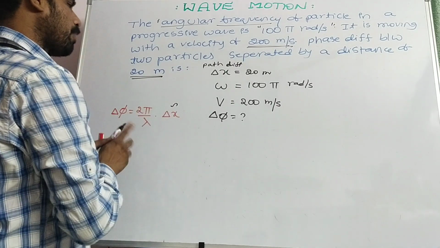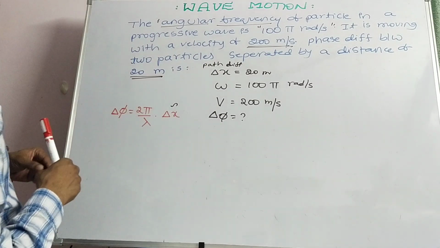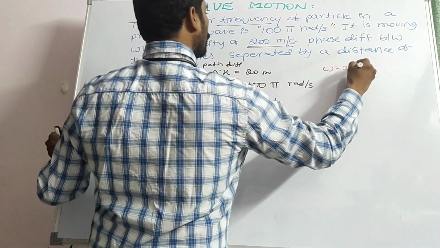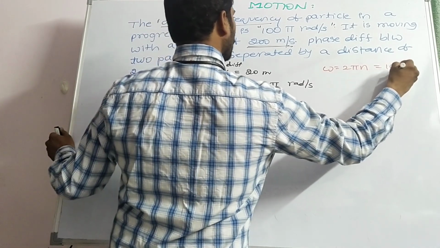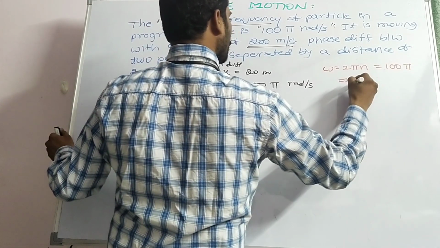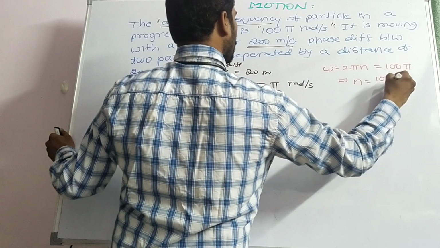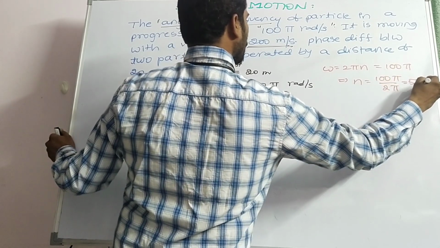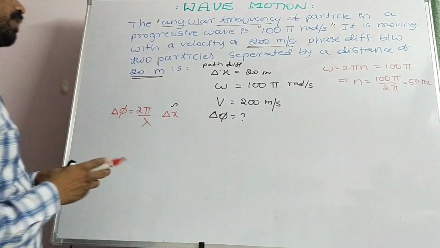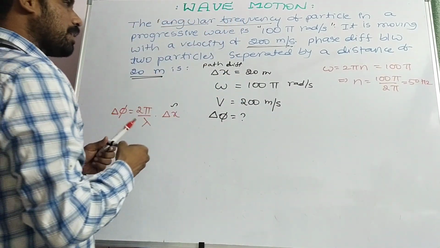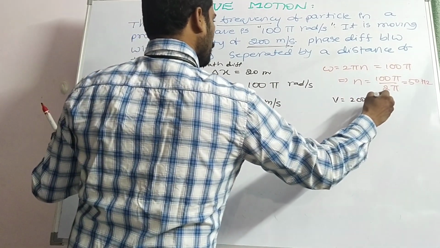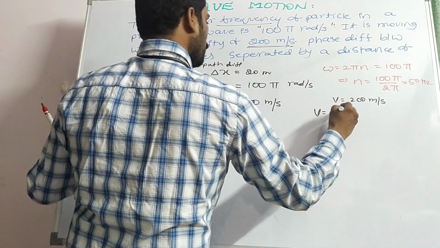Using omega, we can find the frequency. Omega is equal to 2 pi n, that is equal to 100 pi. That implies n is equal to 100 pi by 2 pi, that is equal to 50 Hz. We have velocity, v is equal to 200 meter per second. Now we can write v is equal to n lambda.